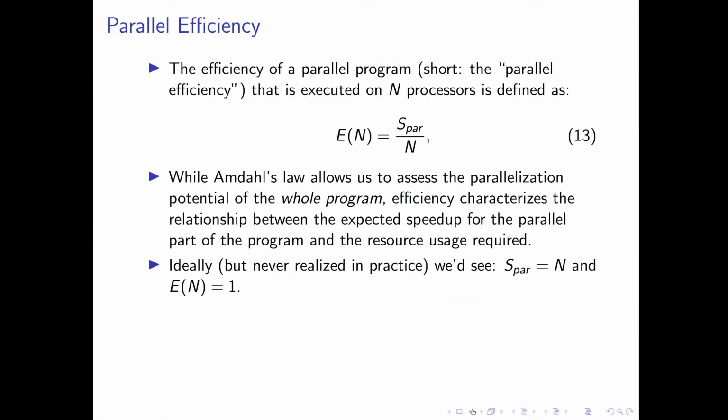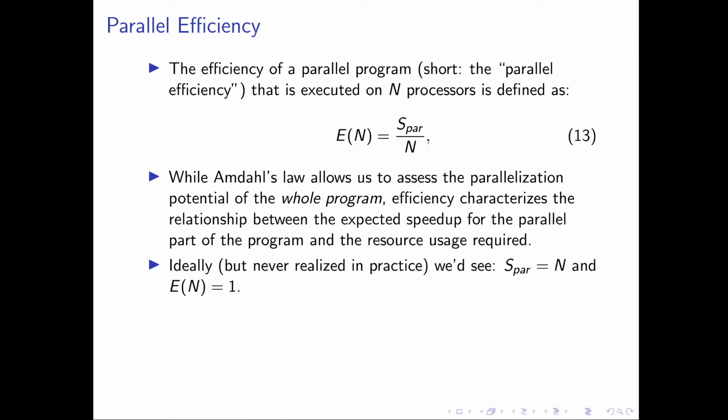Apart from Amdahl's law, there are also a bunch of other ratios that we should discuss. One of those ratios is the efficiency of a parallel program that is executed on n processors, or in short, the parallel efficiency. The parallel efficiency is defined as S par, so the speedup we can achieve for the parallel part of the program, over n, which is the number of processors.